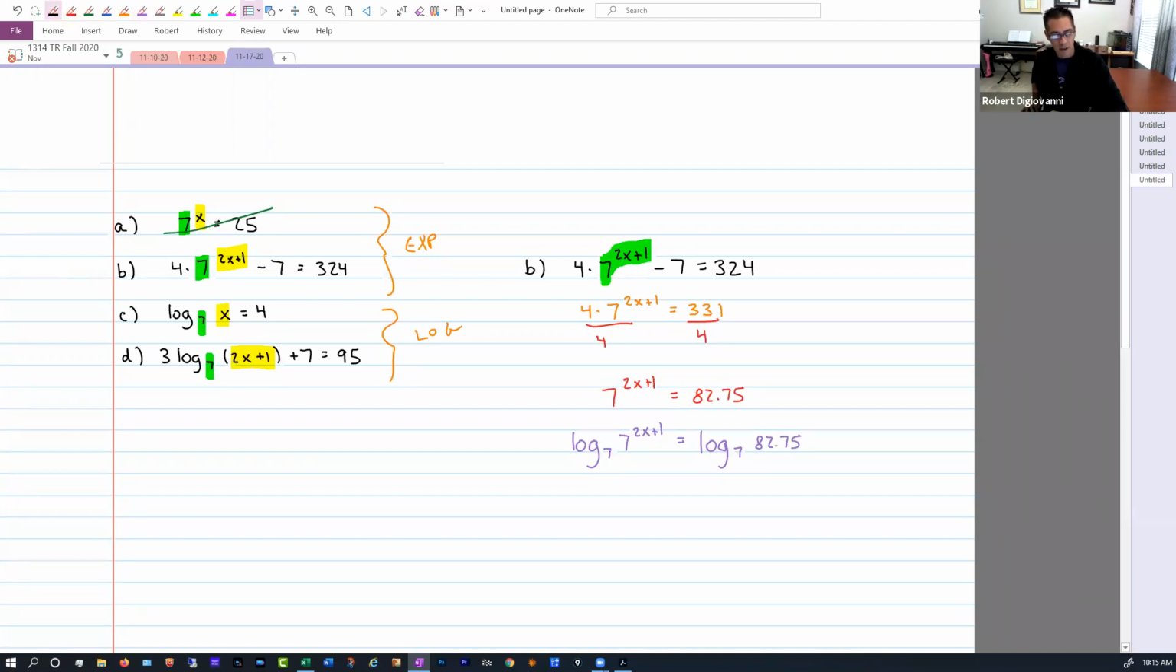The whole idea of the left side is that they will kill each other off. I'll have 2x plus 1. On the right side, okay, so now we have something new. How are we going to handle the right side?